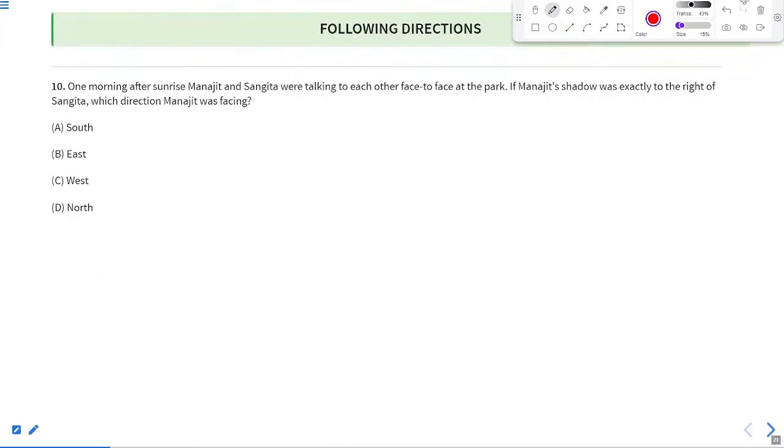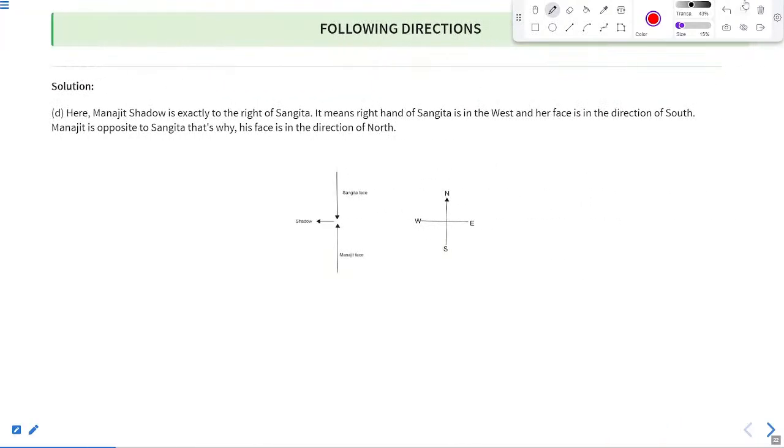One morning after sunrise, Manjit and Sangeeta are talking to each other face to face in a park. If Manjit's shadow is exactly at 90 degrees to the right of Sangeeta, in which direction is Manjit facing? Manjit's shadow is exactly to the right of Sangeeta. That means the right hand of Sangeeta is to the west and her face is in the direction of south. Manjit is opposite of Sangeeta, that's why his face is in the direction of north.